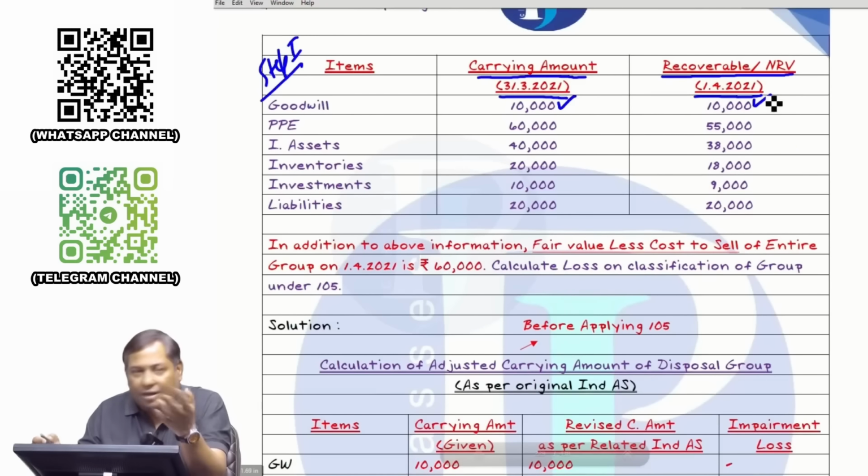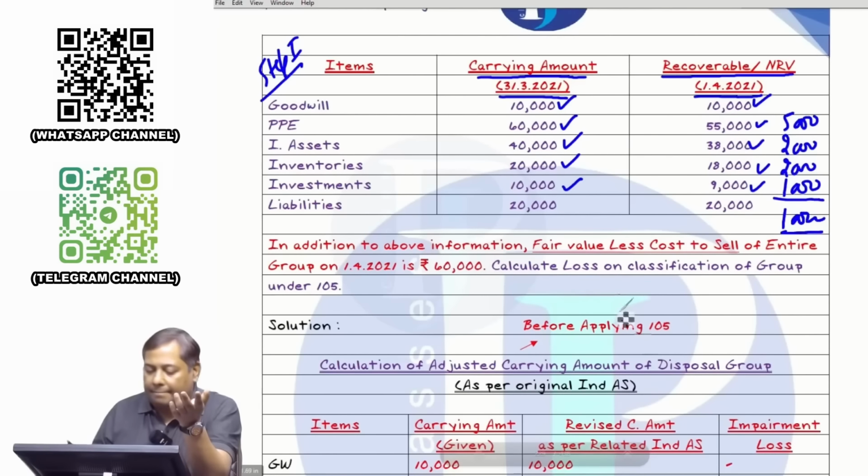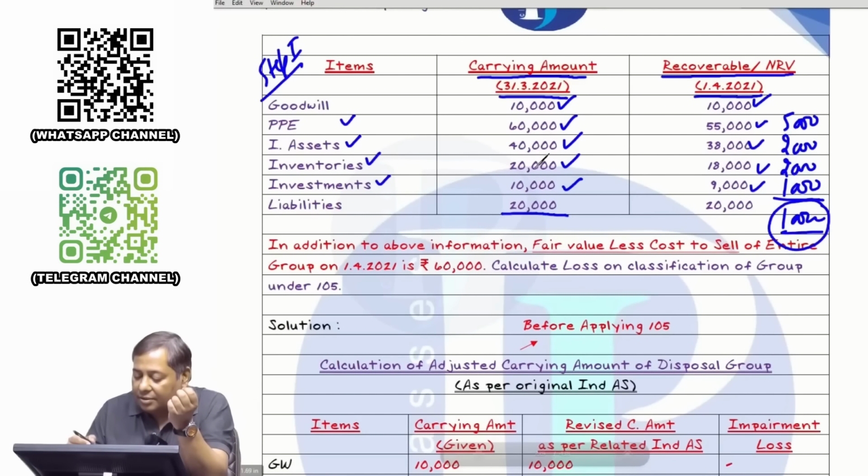Goodwill of 10,000 is intact, so no loss. An asset of 60 turns to 55, loss 5,000. 40,000 is 38,000, loss is 2,000. 20 is now 18, so the loss is 2,000. If 10,000 is 9,000, 1,000 loss. 20 is 20, calculate 5 plus 2, 7, loss 10,000. This is Ind AS 36, this is also 36, this is in AS 2, this is 109, then a loss of 10,000. What's the total? 70, 110, 110, 130, 140, 120, 120. When we subtract 10 from it, we get 110.